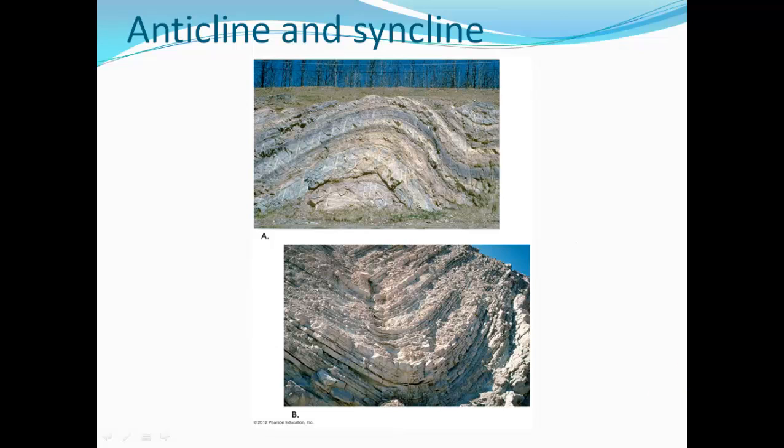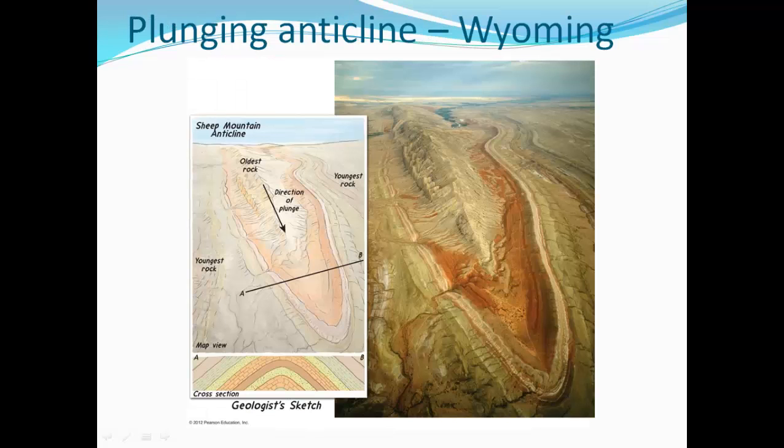So in some rocks, this is what anticlines and synclines look like. Here are nice arched rocks, our anticline, and our downward folded rocks of our syncline. When we get to the end of the fold, it tends to start petering out and it's said to plunge. Here we have our plunging fold, with our oldest rock up here in the middle, and the plunge is going in this direction.